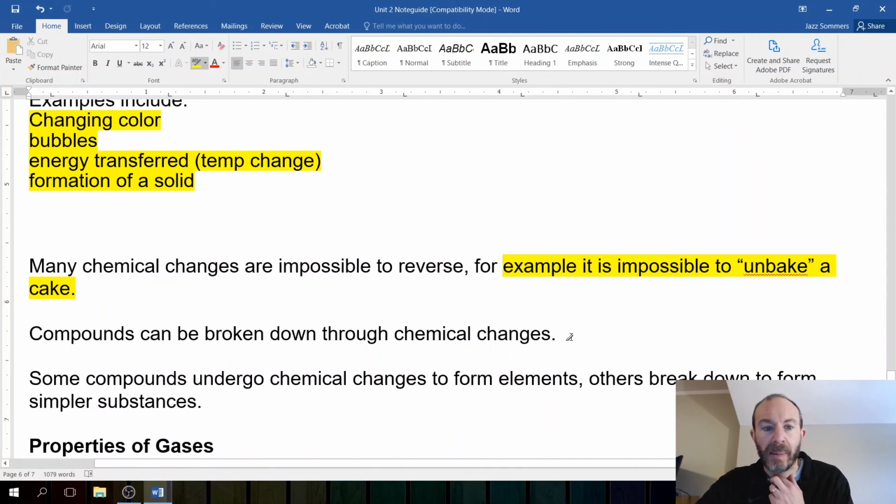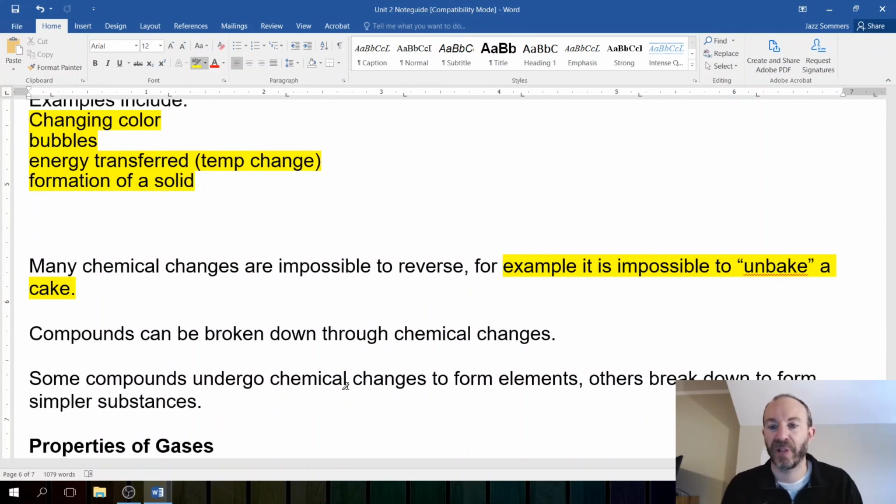You can break things down through chemical changes, so you can take complicated molecules and make them less complicated, and some of them will undergo chemical change to form elements. You can actually take, for example, water and run an electric current through it and make it into hydrogen and oxygen. That's a good example of a chemical change as well.